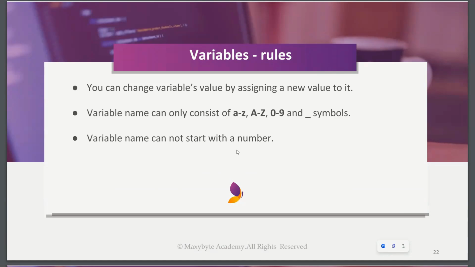So we have rules for the variable. There are 3 points here that we will discuss. The first one is that you can change variable value by assigning a new value to it. I will show you what that means. Point number 2, variable name can only consist of A to Z, lowercase letters, uppercase A to Z also, and 0 to 9, and underscore symbols. The underscore symbol is something that you should have noticed also when I was talking about putting an underscore in between names of variables. So variable can consist of underscore.